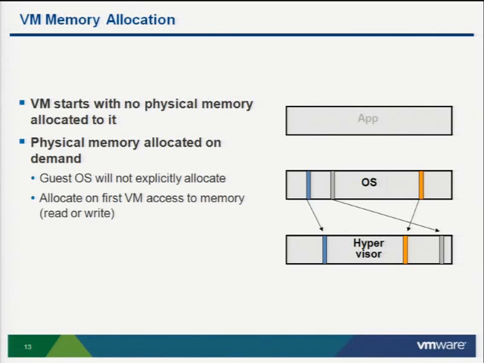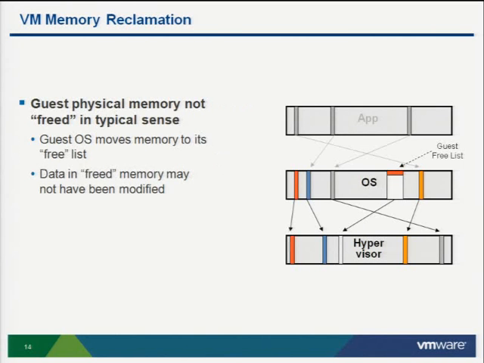Now let's look at how VMs free memory. Well, again, remember that the guest operating system doesn't really ever free memory back to the hardware. Again, the hardware has no concept of allocated or free. Instead, it's the guest OS that creates it. So when the guest frees a piece of memory, it just adds it to its free list.